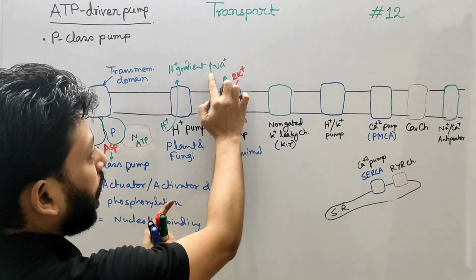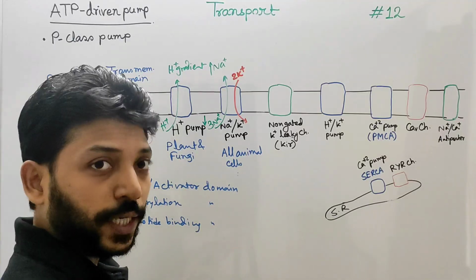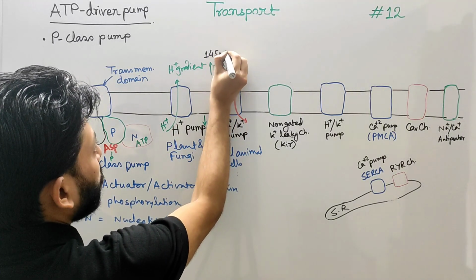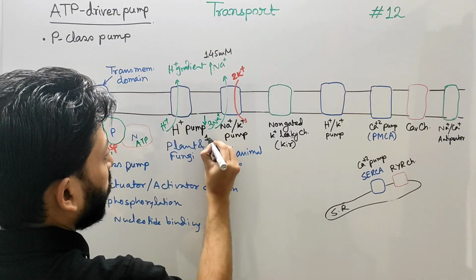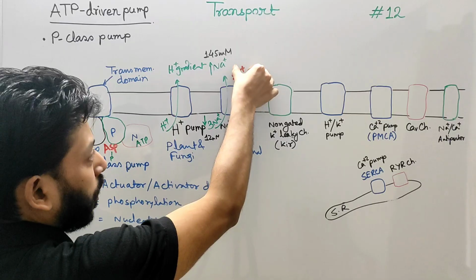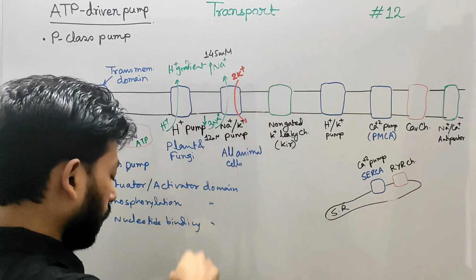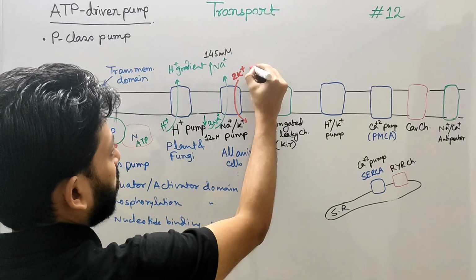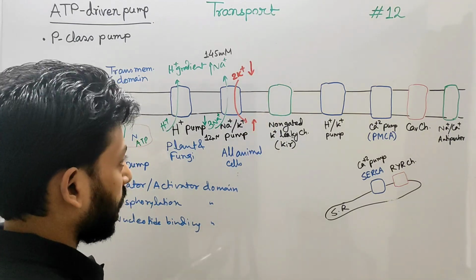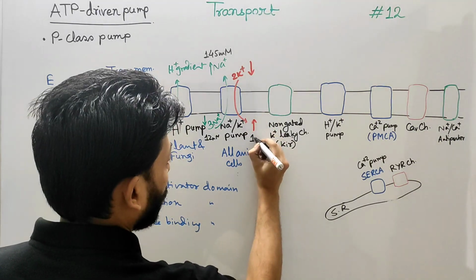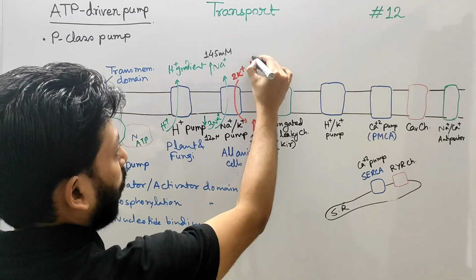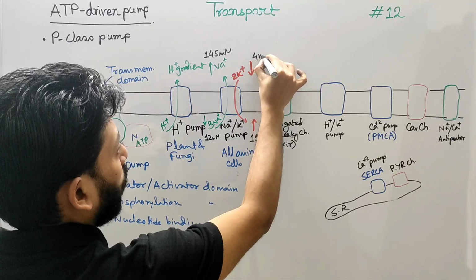In all animal cells, the outside sodium concentration is high. It is approximately 145 millimolar and inside is 12 millimolar. The opposite is true for potassium, because potassium ions move inside, so there will be a low concentration of potassium outside and a high concentration inside. It has been found that there is 155 millimolar potassium inside and outside is only 4 millimolar.